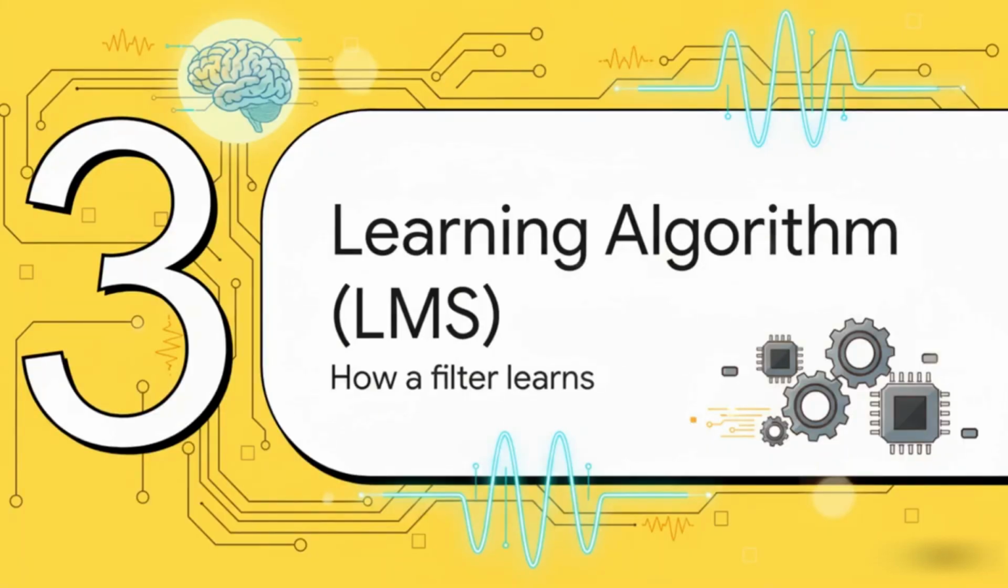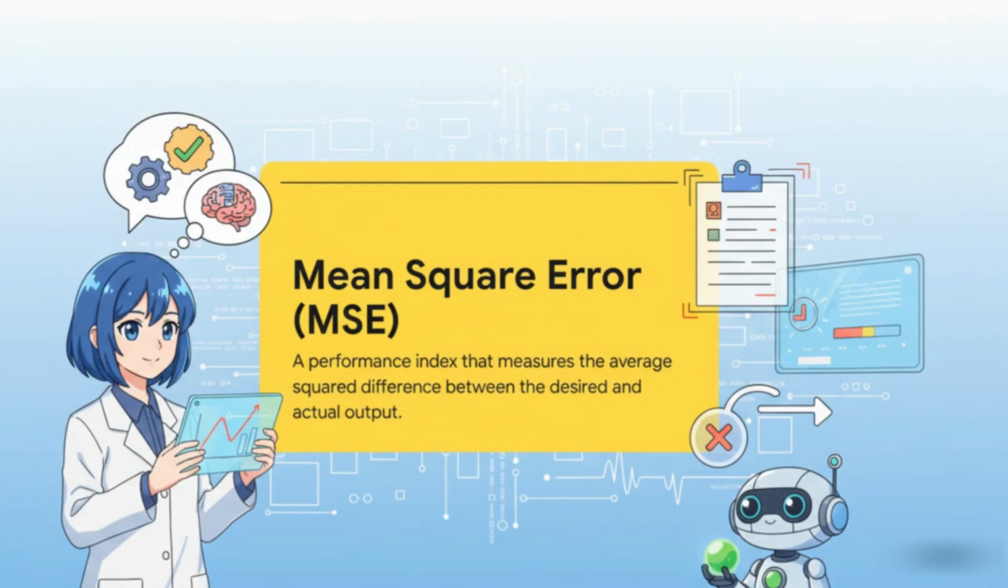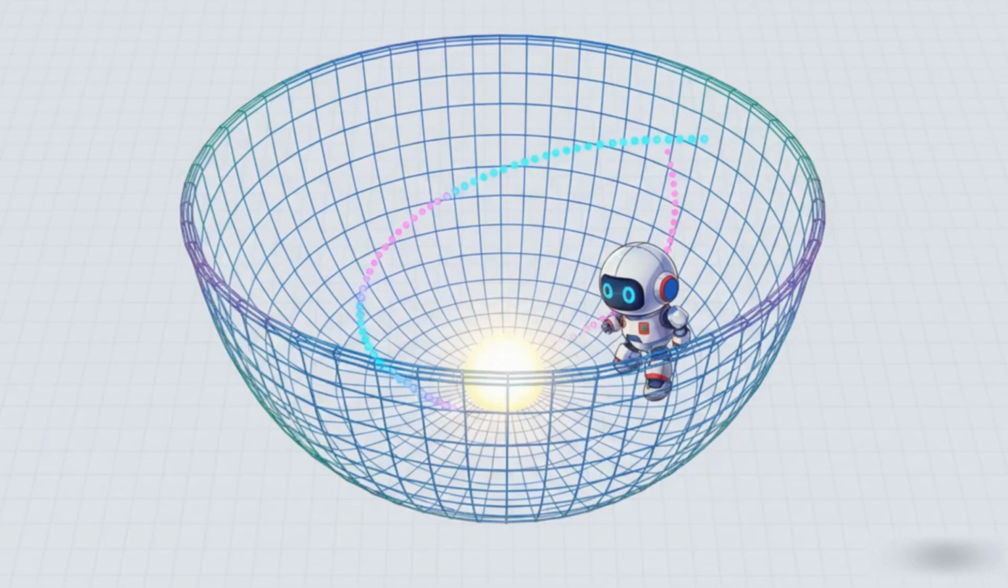Okay, but how does it actually know how to change? Let's pop the hood and look at the brain of the operation. It's an algorithm that's surprisingly simple but incredibly powerful, called the least mean squares algorithm, or just LMS for short. Now, before a filter can learn, it needs a way to grade itself. It needs a report card. And it gets one by calculating something called the mean square error. I know, it's a bit of a mouthful, but the idea is actually super simple. It's just the filter asking itself, okay, on average, how wrong am I right now?